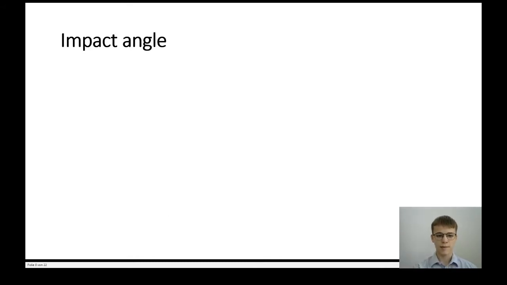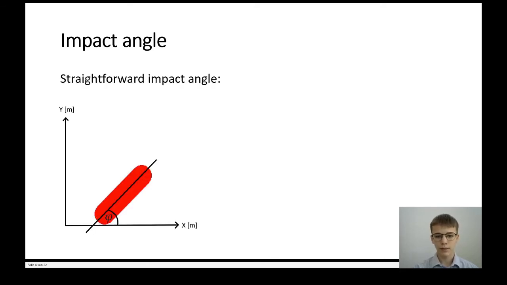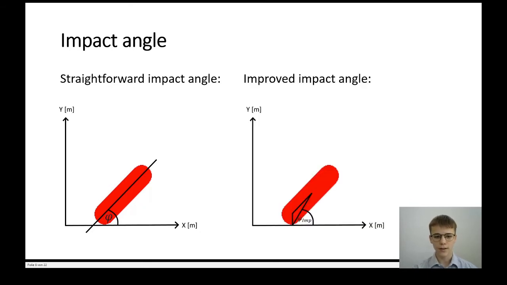The impact angle of a capsule can be calculated two different ways. The straightforward but faulty way would simply be the angle between this line going through the capsule and the x-axis. However, this representation of the impact angle isn't really correct. An improved way is to consider the angle between a line going through the impact point and the center of mass and the x-axis. This angle can be calculated using trigonometry because we know that this length is half the length of the capsule minus the outer radius, and this length is the outer radius of the capsule. Additionally, we know one angle of this triangle, which is enough to calculate the impact angle.